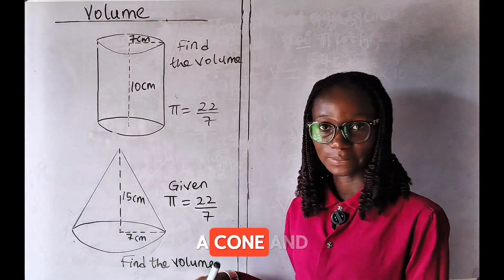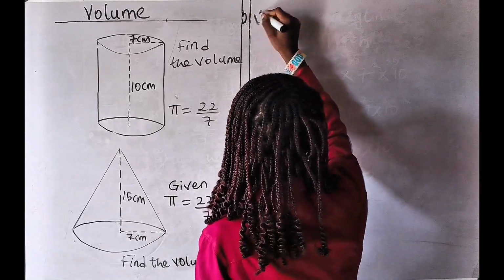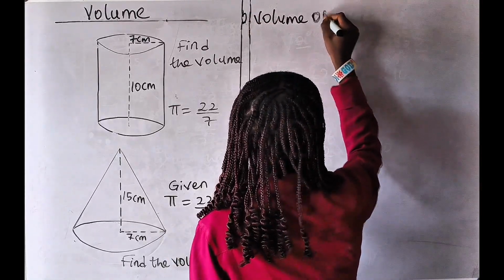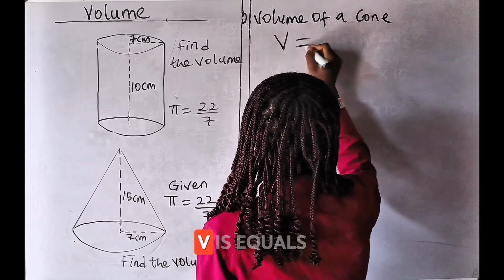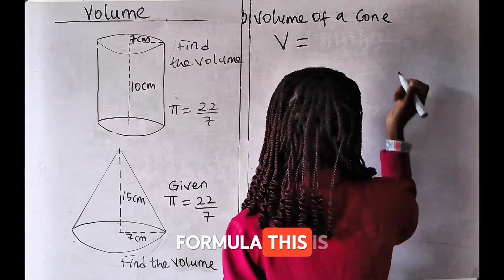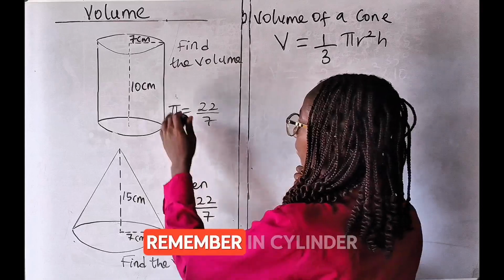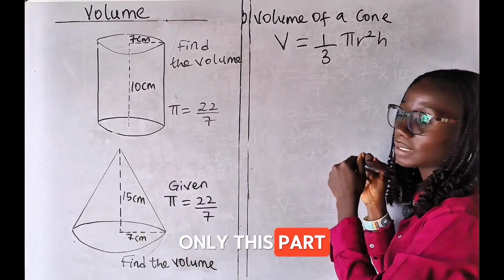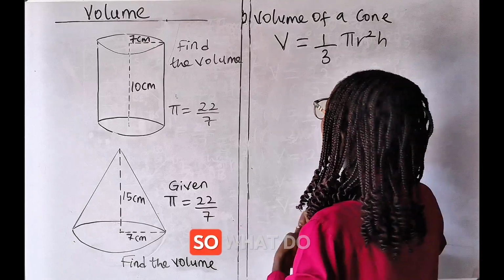Question 2 is a cone, and we are told to find the volume of what? This cone. Volume of a cone. The volume of a cone, we can write this as V is equals to, the difference between cylinder and cone, that's in their formula, this is it: 1/3 pi radius square height. Remember, in cylinder, we just took only this part. But now that of the volume of a cone, we now have 1/3 pi radius square height. So what do we now have?